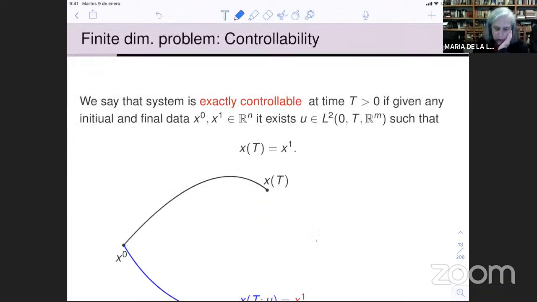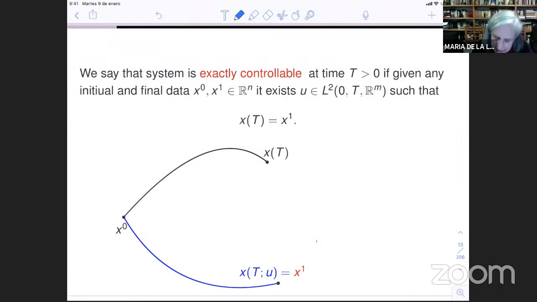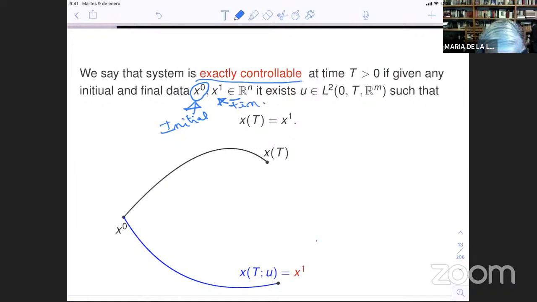So we will say that system, oh, you don't see the part. Okay, I will draw it, okay? No, here it is. So we will say that the system is exactly controllable at time capital T if, once I give you two states, so this is an initial state, I have here a final state, okay? I can use a control U in such a way that the solution when I use my control U here gets to X1 at time capital T.